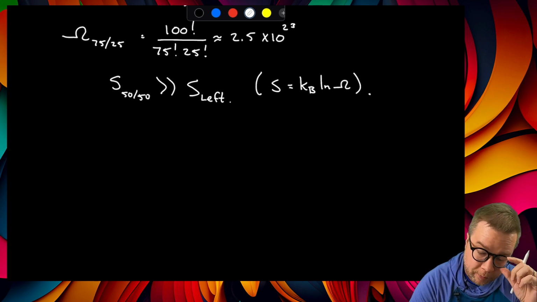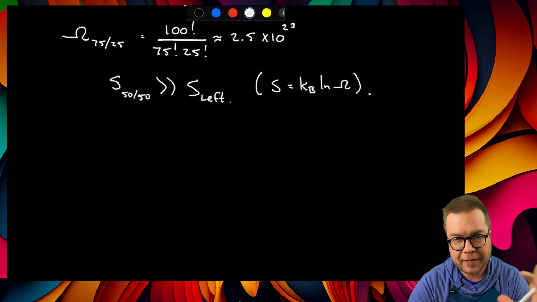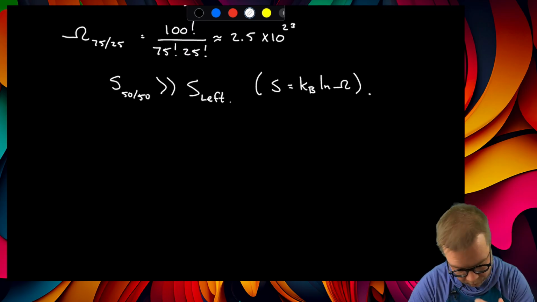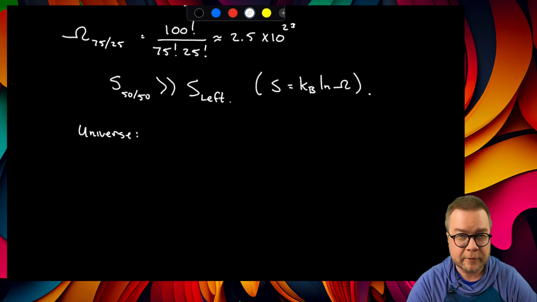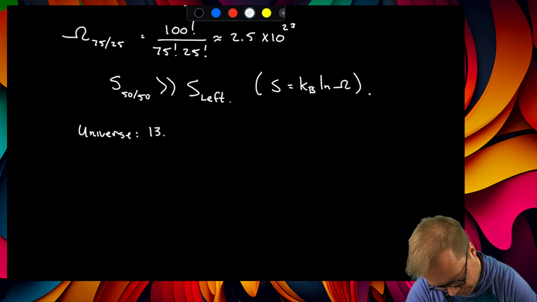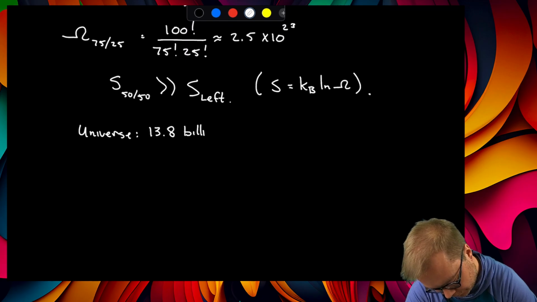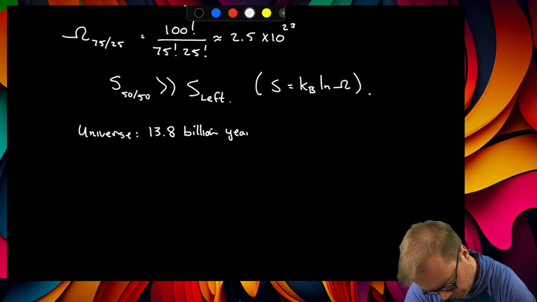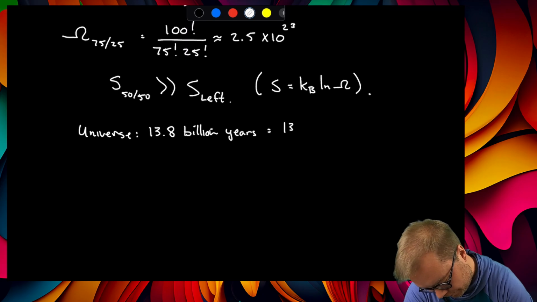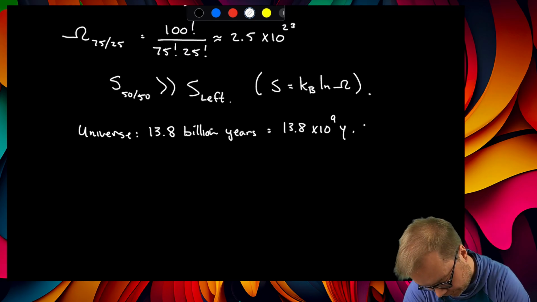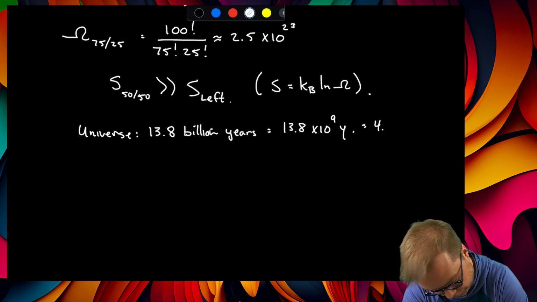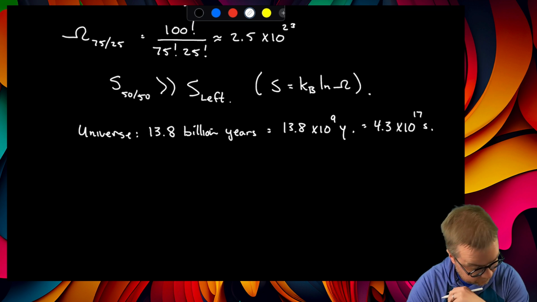Why do I say they're so improbable? It's so improbable to have them all on the left or all on the right that it never happens. Well, consider the universe. How many years has it been since the Big Bang? Our best estimates at the moment are 13.8 billion years. So that's 13.8 times 10 to the 9 years. How many seconds is that? 13.8 billion years is equal to 4.3 times 10 to the 17 seconds.